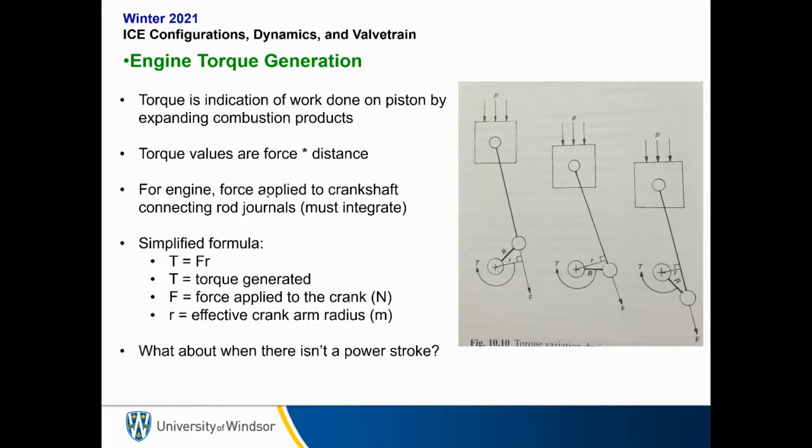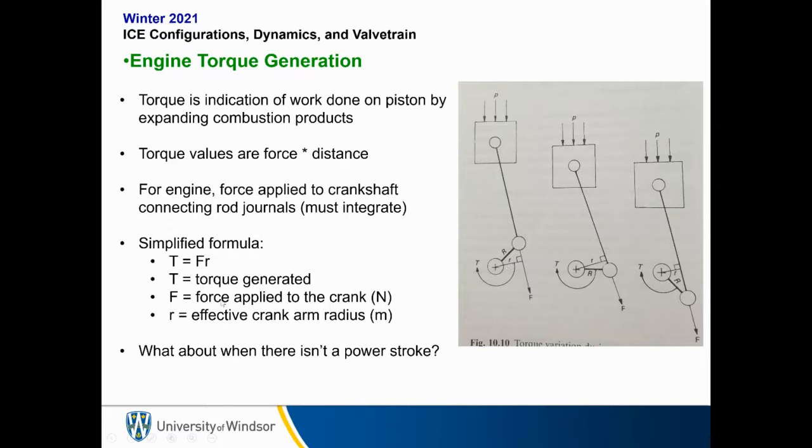For the engine, the force is applied to the crankshaft connecting rod journals, and we must do an angular integration along the rotation of the crankshaft to get the average force, or the total torque. In a simplified formula, torque is just force times r. At the maximum, we have a right angle to our force vector. In this diagram, our small r is the moment arm, at 90 degrees to the force vector. Force times r gives us our torque.